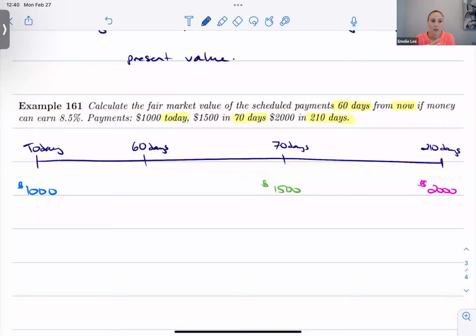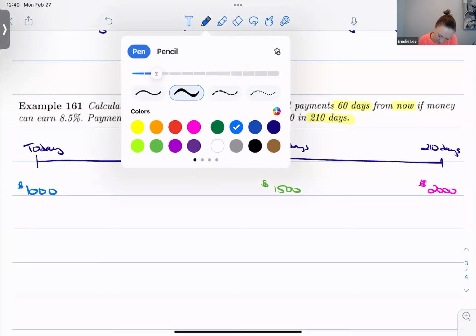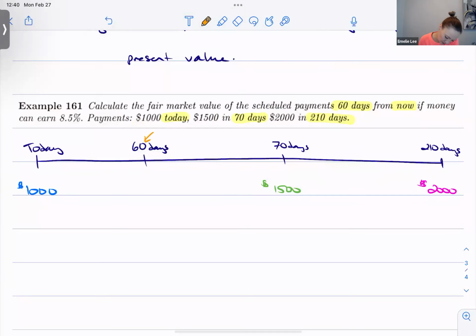Okay. So now what we want to do is calculate the fair market value of these payments 60 days from now. So notice how there's no payment here. That doesn't mean that there can't be, but we want to know the value 60 days from now. Okay. So this would be our focal date, right? What's the value 60 days from now?